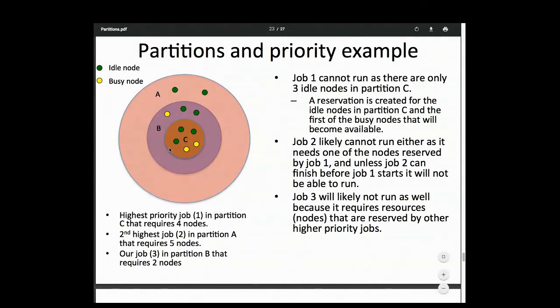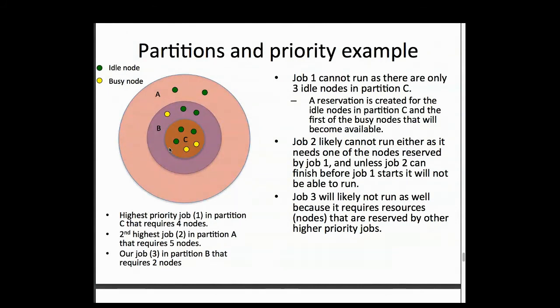So a reservation is created for the idle nodes in partition C on the first of the busy nodes that would be available. So in this case, we could say, well, maybe in 2 days, one of these yellow busy nodes in partition C will become available for your highest priority job to start. If your second highest priority job has a 3-day-long wall time, it needs to run on one of these idle nodes in partition C. And those idle nodes in partition C, they're reserved. So it's likely that your second highest priority job in partition A won't run either.